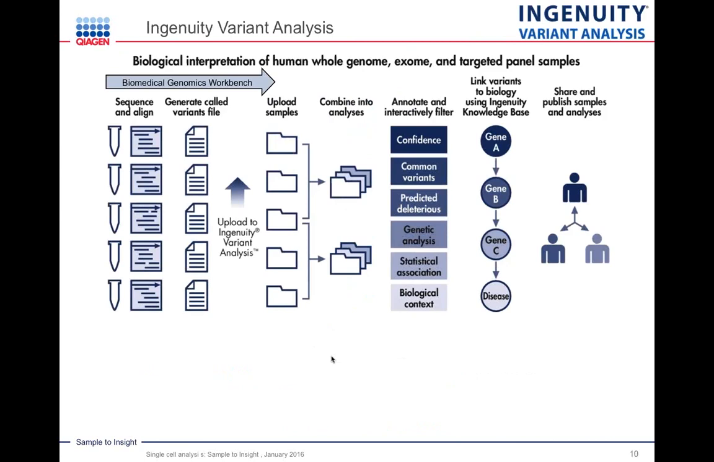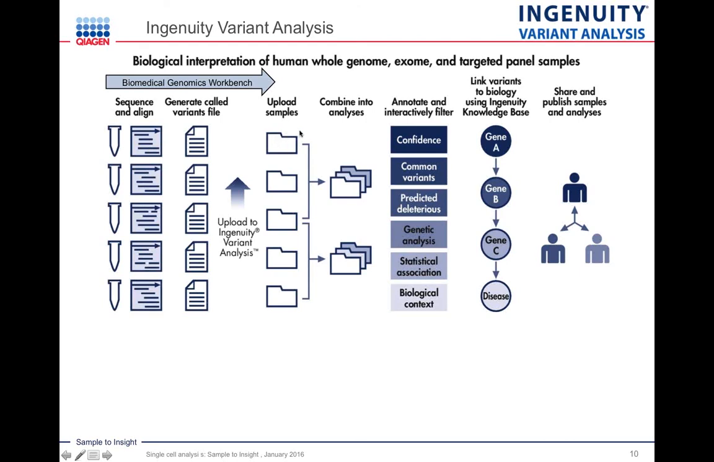And then when we put that all together in a single cell analysis, you're able to see that the Biomedical Genomics Workbench is going to take you through a certain point where you can take your data off of the sequencing instrument, align it to your reference sequence, generate variants, and then once you have identified all of your variants, you can upload that to the Ingenuity Variant Analysis. So the point of being in the Biomedical Workbench is to identify true variants.